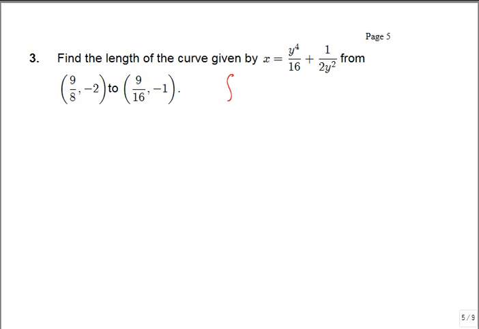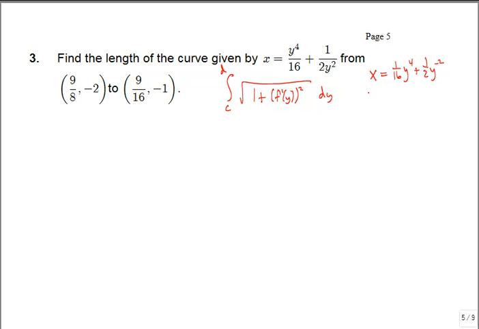So this is going to be the integral from c to d of the square root of 1 plus f prime of y squared dy. So let's find out what our f prime is going to be. Again, I'm going to do a little bit of rewriting on this function first. I'm going to make this a 1/16 y to the 4th plus a 1/2 y to the negative 2. Whoops, this should be a y to the 4th, not an x to the 4th.